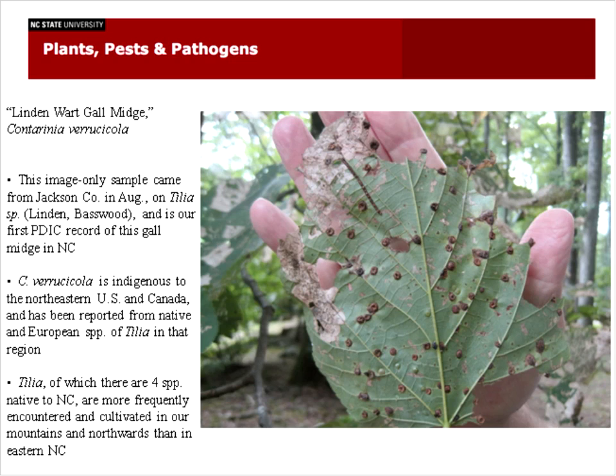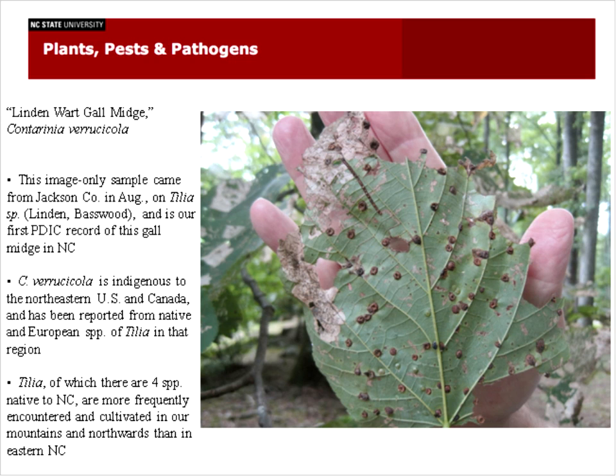It's a native species of midge, indigenous to our northeastern United States and southern Canada. It's been reported from as far west as Missouri, I believe, and previously as far south as Virginia or West Virginia. I don't know if it had ever been recorded in North Carolina. It's maybe a first record for us as well. Now, basswoods, the Tilia, there are about 4 species that are native to North Carolina, but you encounter them more frequently in the wild and also as cultivated trees in our mountains and also northwards in the U.S. Sometimes you see them planted in central and eastern North Carolina, but not as often.